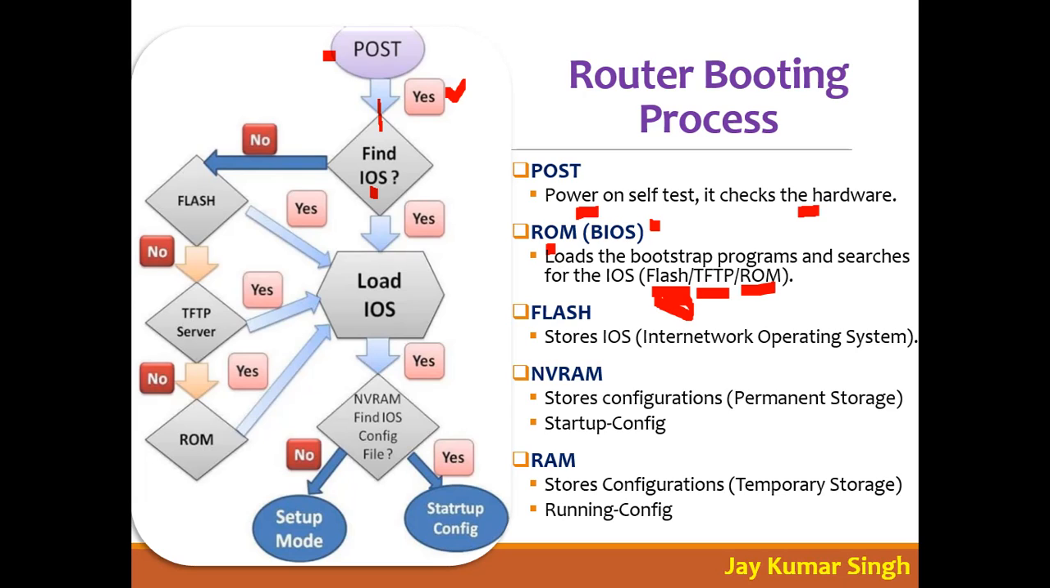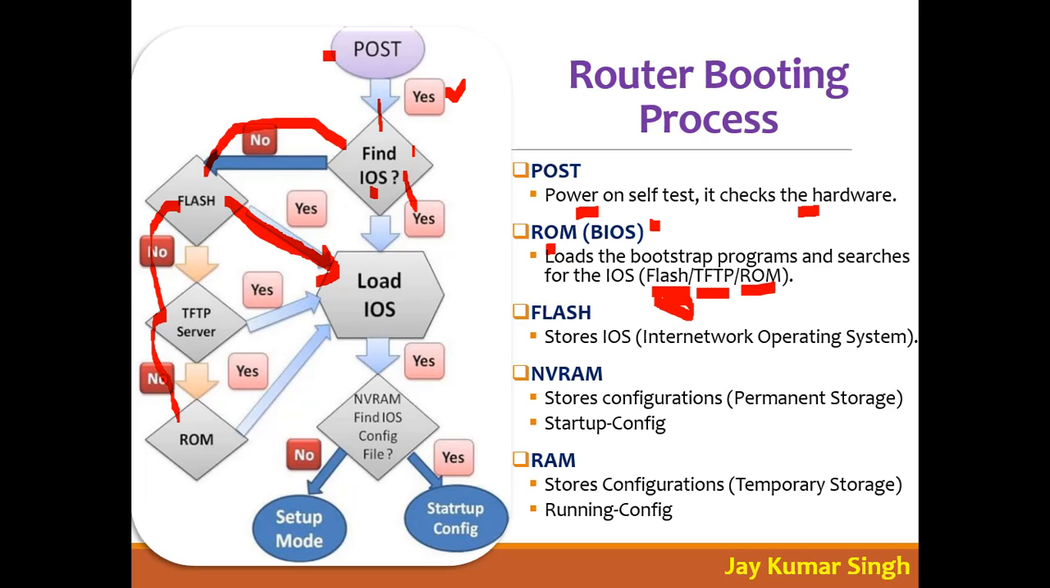When the BIOS looks for the operating system, if not found, it will look in flash. If no, then it will go to TFTP. If no, then like this. But here it says, yes, I got the operating system. Where is the operating system? In flash. So these are the different locations. It says it is in the flash, then it will load the operating system.